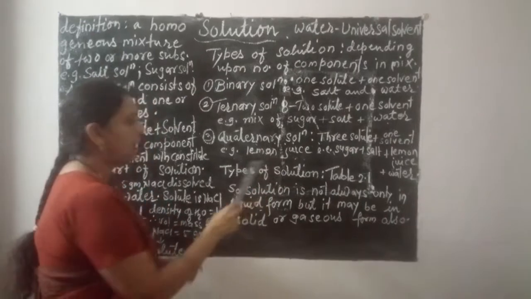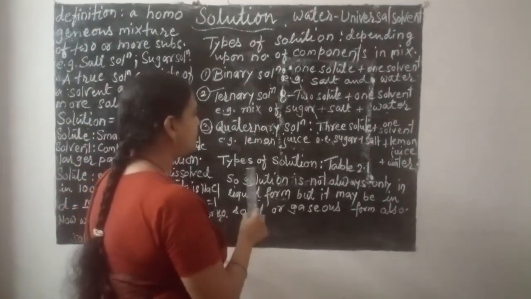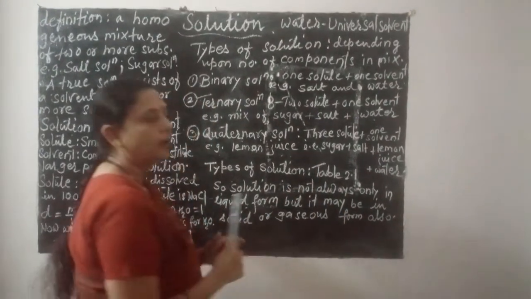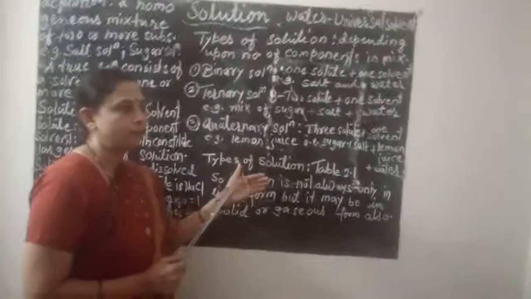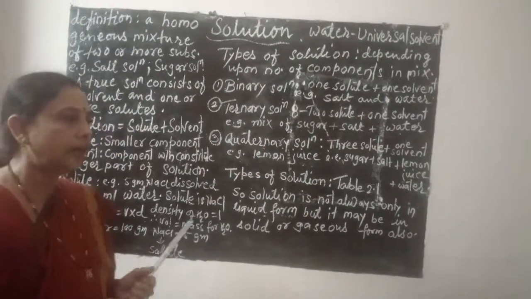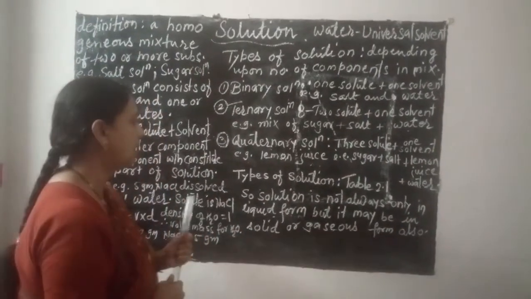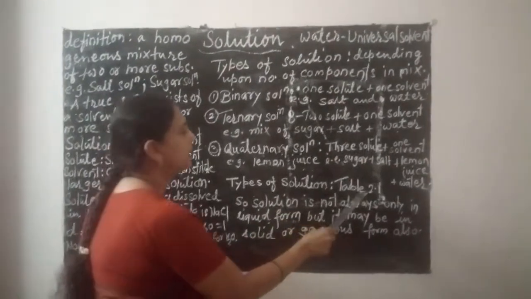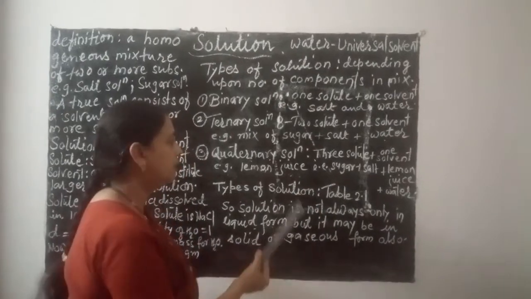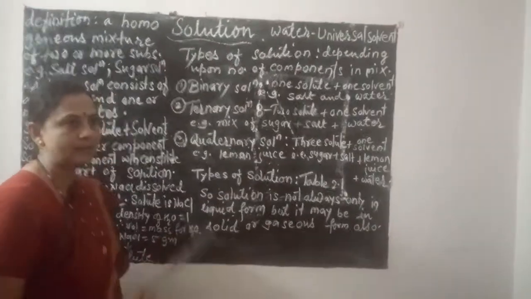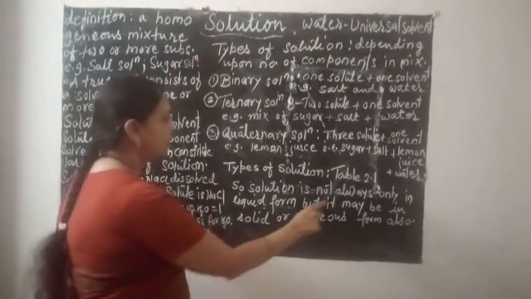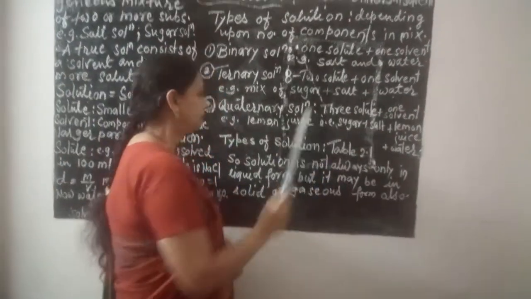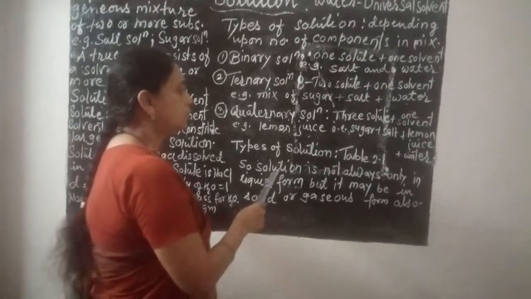Below this part in the book, you have been given the types of solution. So you have to refer to table number 2.1. From this table, you can be asked any question of 2 marks or 1 mark. So you have to study in detail. You have to watch carefully table number 2.1. You can suppose this as the homework also.